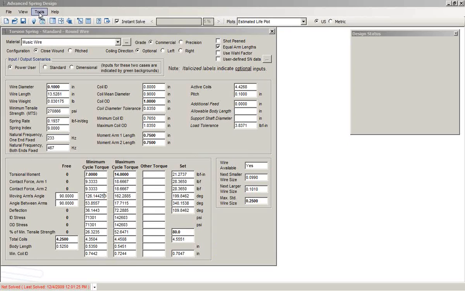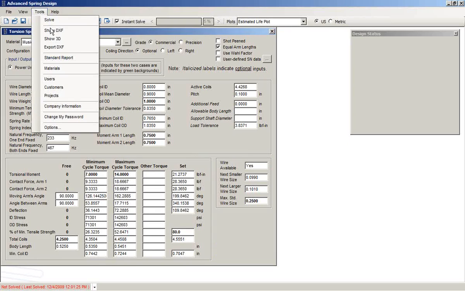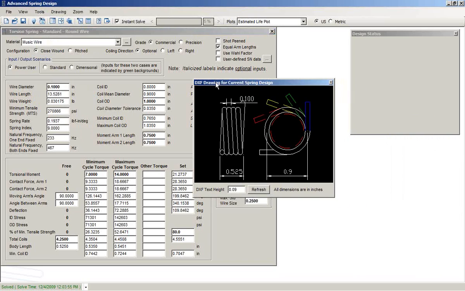We'll take a look at our DXF image for this particular design I've done. And you see that the blue arm, that relates to the free position. So we're at 90 degrees. We have 4 1/4 coils. When we apply the minimum cycle torque, we get the green arm. The maximum cycle torque is the yellow arm. And then the set position, or the maximum stress position, is the red arm.